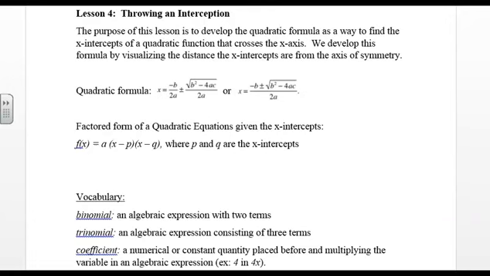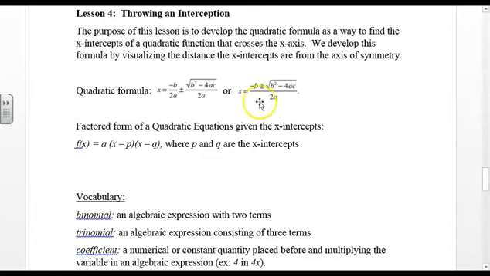We develop the formula by visualizing the distance the x-intercepts are away from the axis of symmetry. We develop the quadratic formula as this formula: x equals negative b divided by 2a plus or minus the square root of b squared minus 4ac all over 2a. Another way to write that would be x equals negative b plus or minus the square root of b squared minus 4ac divided by 2a.